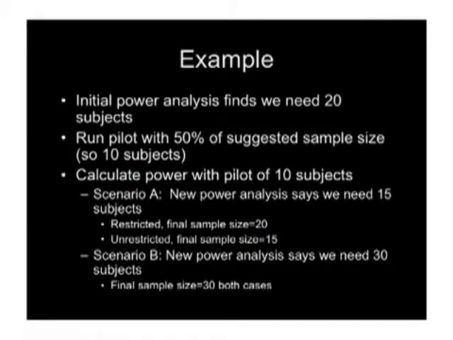So as an example, if your initial power analysis found that you needed 20 subjects, you would run a pilot with 10 of those subjects, if you set your proportion at 50%, and then calculate your power with the pilot of 10 subjects using the updated variance. And in scenario A, let's say your new power analysis said you needed 15 subjects. With the restricted design, your final sample size is still 20. We can't decrease it. With the unrestricted design, you would then set your final sample size at 15, and you would collect 5 more subjects to complete your study.